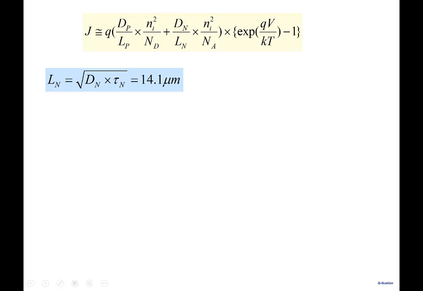Ln is 14 micron, right? Lp is 10 micron. And remember, what was the thickness of P and N region? 50 micron. So 50 micron is just crossing this. 14 into 3 is 42, so it's larger than 3 times that, and it's larger than this. So this equation that we have written is valid as far as thick PN junction is concerned.